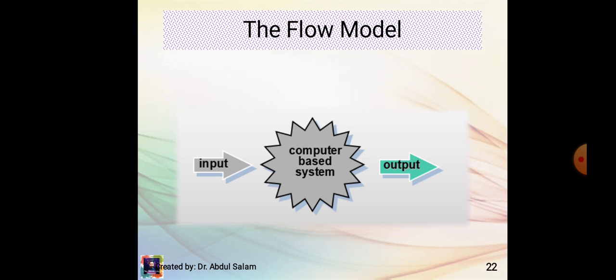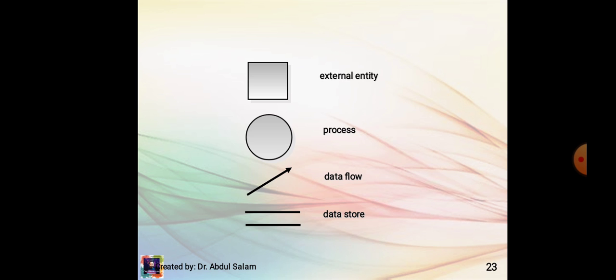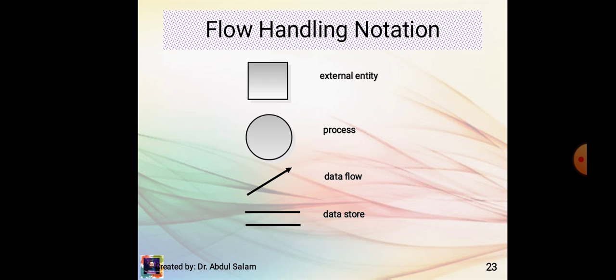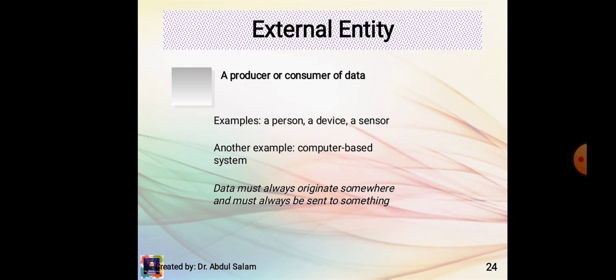The flow model. Every computer-based system is an information transform. Flow modeling notation. External entity, a producer or consumer of data. Examples: a person, a device, a sensor. Another example: computer-based systems. Data must always originate somewhere and must always be sent to something.